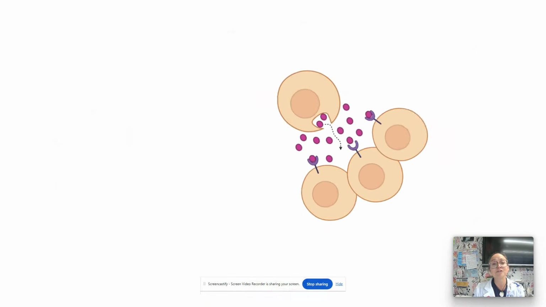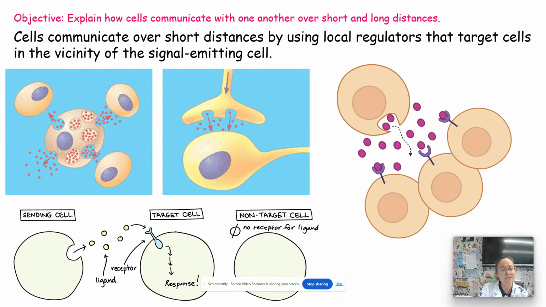In short distance communication, cells are going to send out chemical signals, but they don't travel in the bloodstream. They travel just a very short distance to adjacent or nearby cells. We call these types of chemical signals local regulators. So you can think about if you have a cut on your skin, the damaged cells are going to send out chemical signals called growth factors that will signal to nearby cells who receive that message, hey, we need to enter into the cell cycle and divide and repair that wound.